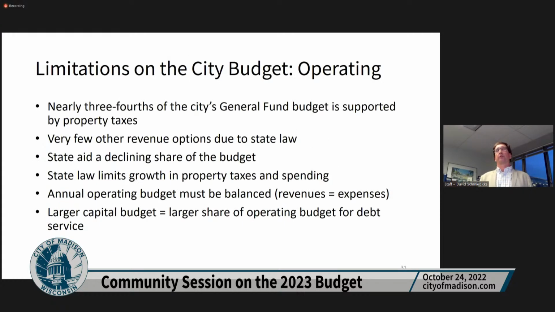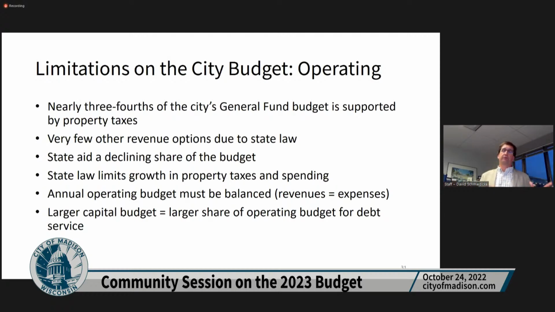As I mentioned earlier, 3/4 of the city's general fund budget comes from property taxes. The state limits what cities can use for general revenues pretty much to property taxes. That's in contrast to cities in other states around the country, which have a number of other general revenue options, predominantly local option sales tax, for example. What we have seen in all cities across the state is that state aid is very much a declining share of local budgets, so a much greater reliance on property taxes, and that growth in property taxes is limited under state law. We have to have a balanced budget, obviously, where revenues equal expenditures.